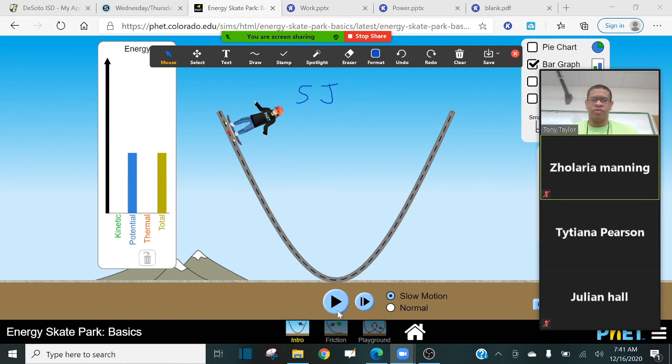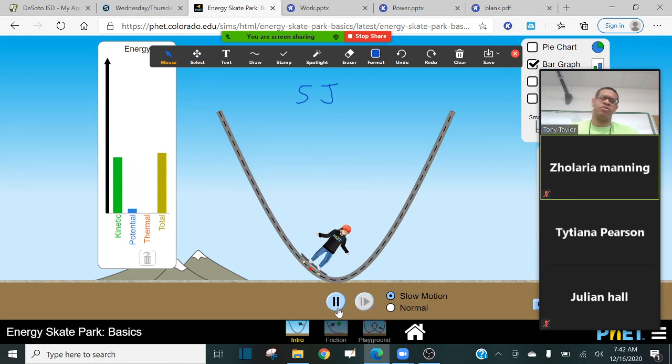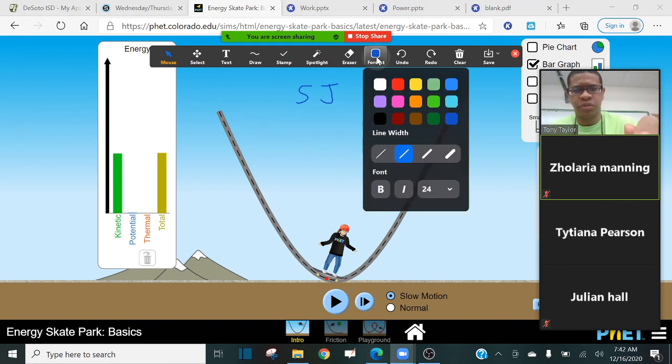He has all potential energy, but then gravity starts acting on him and brings him down. And so as he goes to the bottom, he picks up speed, therefore picking up kinetic energy, the energy of motion. So guys, if his potential energy was 5 joules here, that means his kinetic energy here had to be 5 joules.